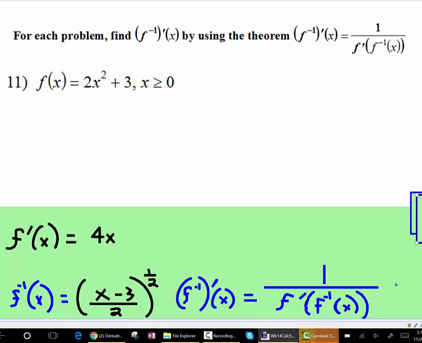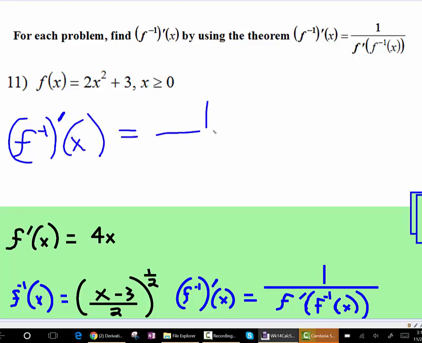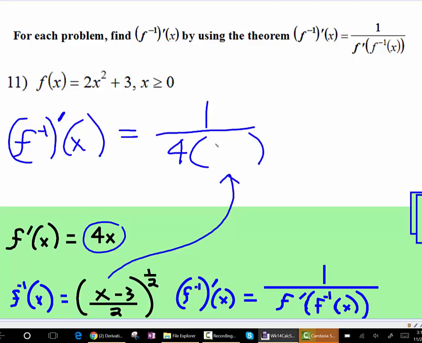And then look at, we've got an inverse formula. It's 1 over, so f to the -1, the derivative of the inverse, simply says it's 1 over the derivative of f, but where the x is goes the inverse. So the derivative is this. So 4 parentheses, and inside the parentheses goes that.